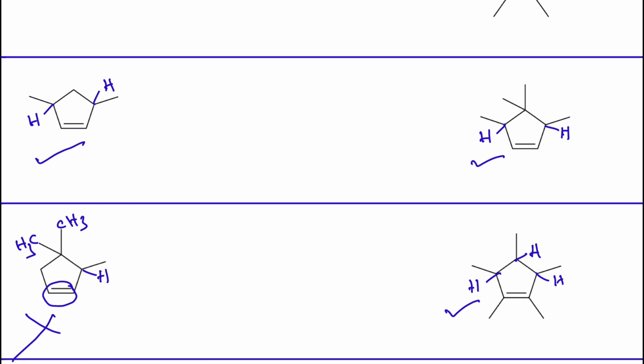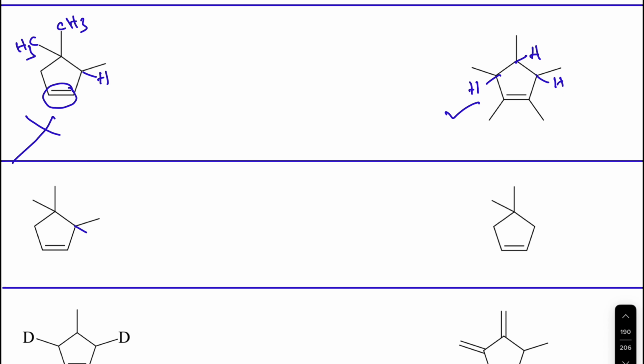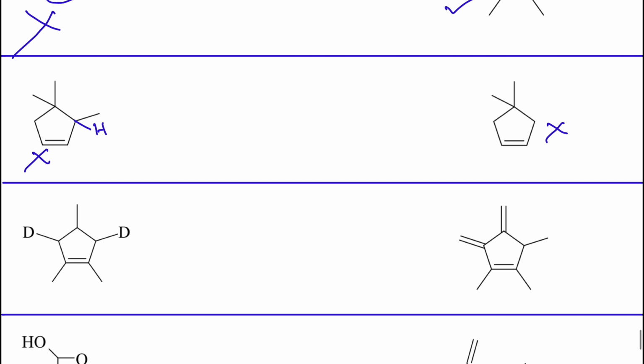No geometrical isomerism. Methyl hydrogen, 3 sp3 carbons are satisfying the condition. Geometrical isomerism is possible. Methyl hydrogen, only at one center the condition is satisfied. No geometrical isomerism. No. Here deuterium hydrogen, methyl hydrogen, deuterium hydrogen, yes, it shows.